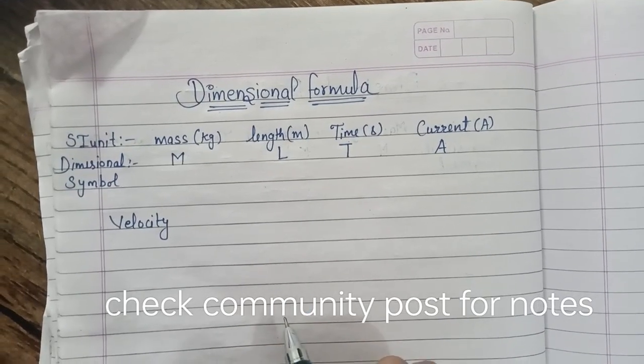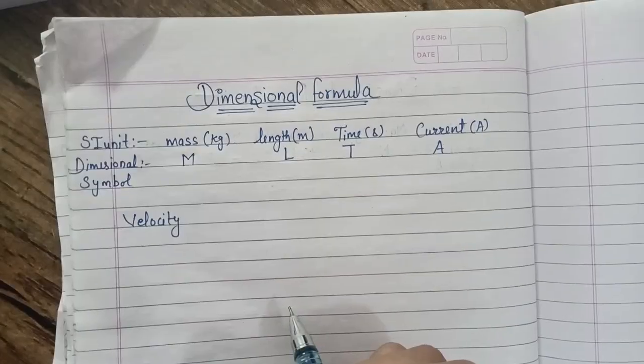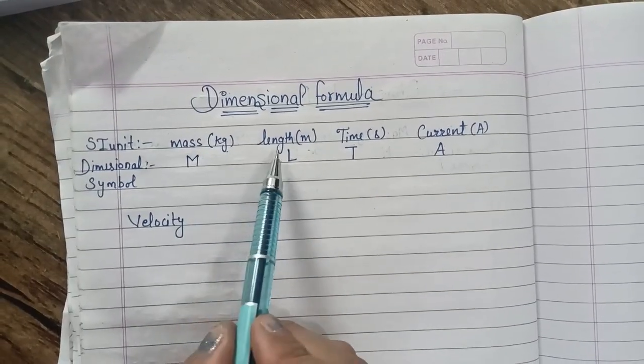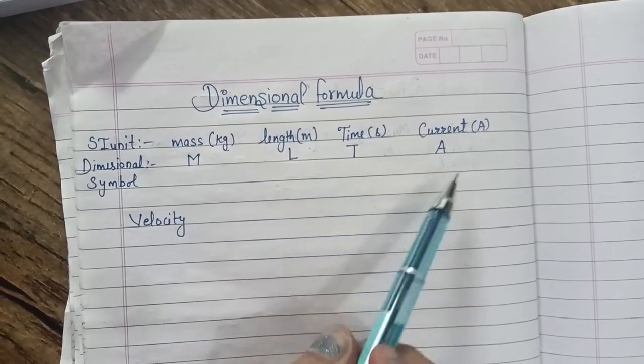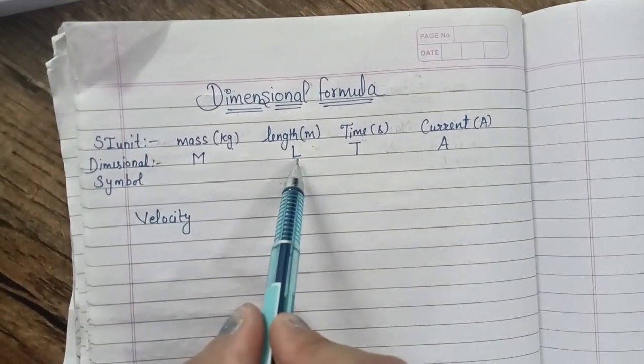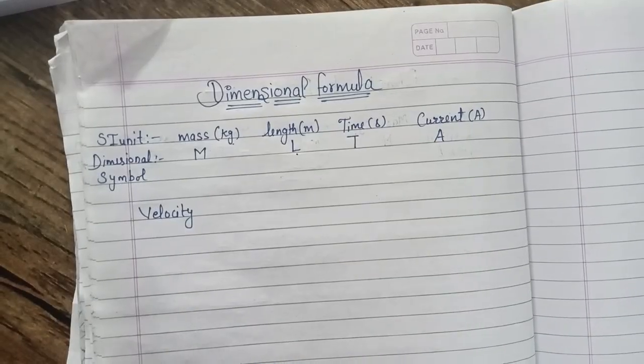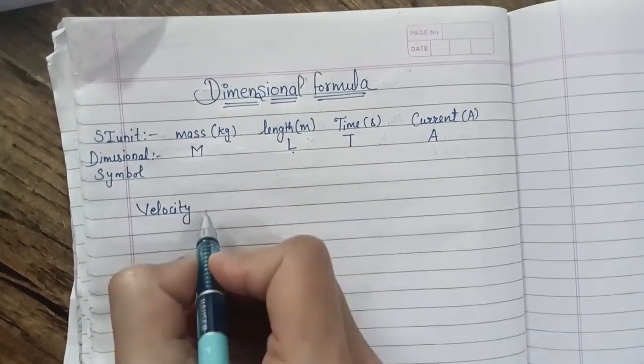Hi everyone, today we are going to find the simple method for the calculation of dimensional formula. First of all, we already know that the SI unit of mass is kg, length is meter, for time is second, and for current is ampere. And we use dimensional symbols: for mass capital M, for length capital L, for time capital T, for current A. So first of all, we are going to find the dimensional formula for velocity.